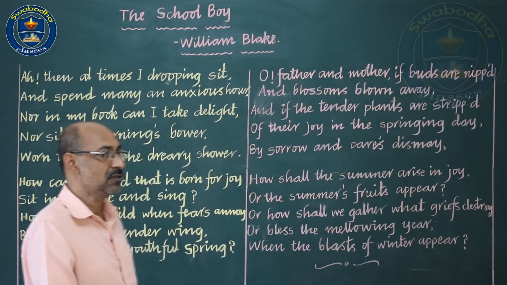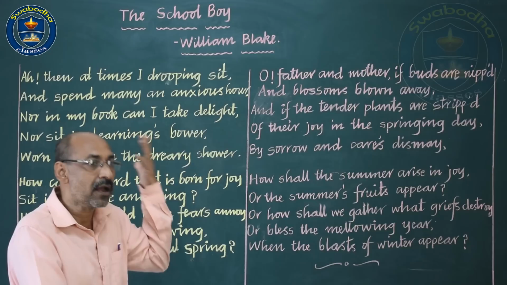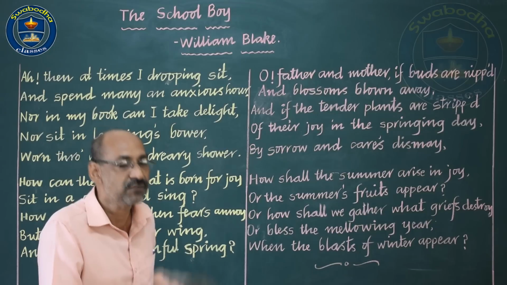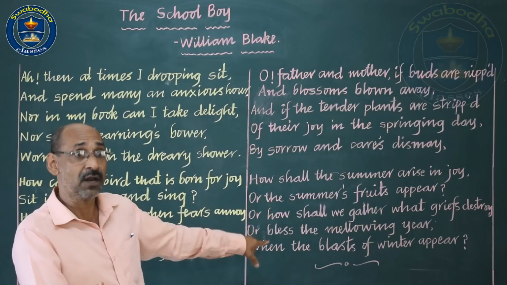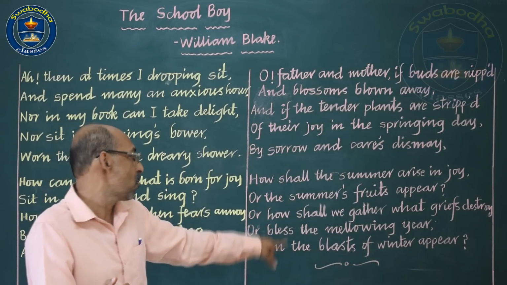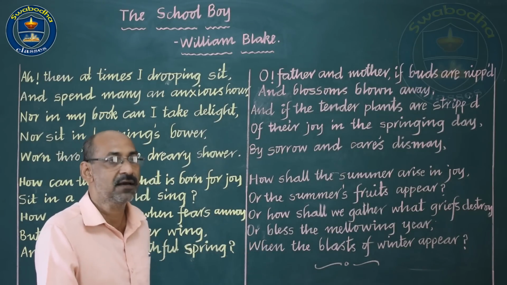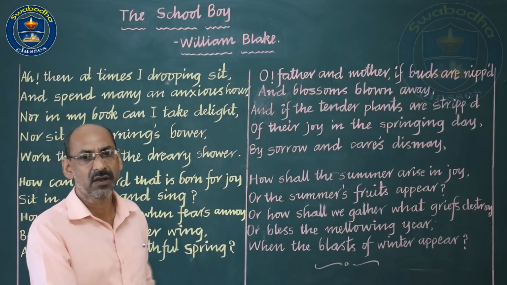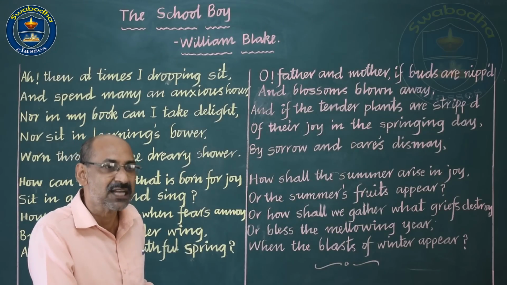To draw your attention towards the first stanza, I go back to it. The poem begins with the first person pronoun I, and it concludes with the plural first person pronoun we. How shall we gather? What griefs destroy or bless the mellowing ear? So, the whole poem is a powerful comment on the atrocities meted out by the elders towards the children.